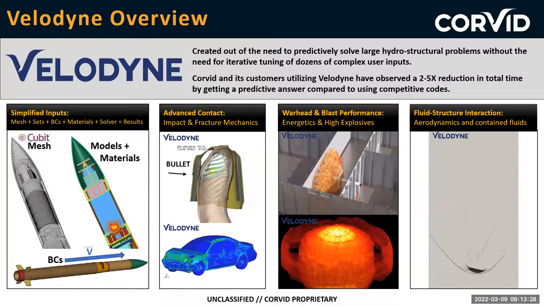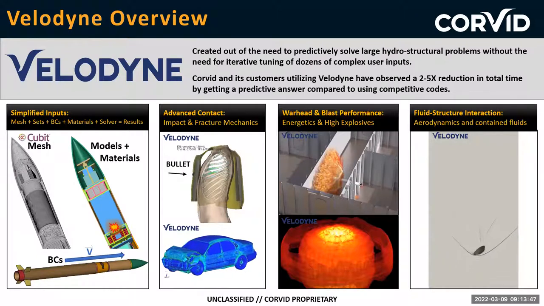In addition to that specific case, we're working towards excelling in areas like drop testing, drilling for oil and gas, surgical or human body modeling, and battery damage, just to name a few, in areas where impact and fracture mechanics are key to properly predicting what will happen.